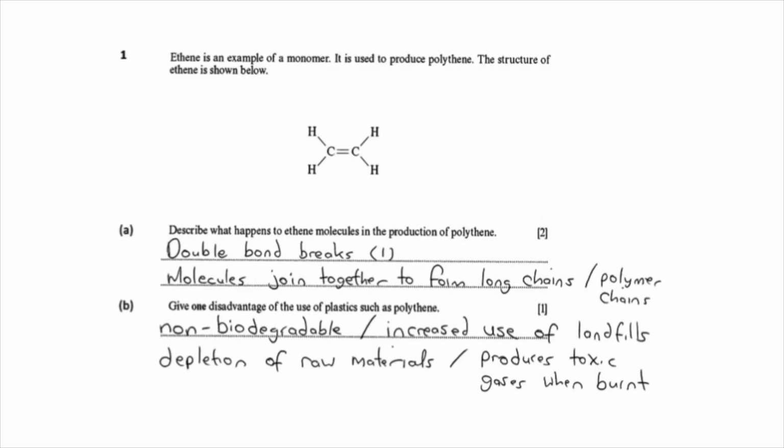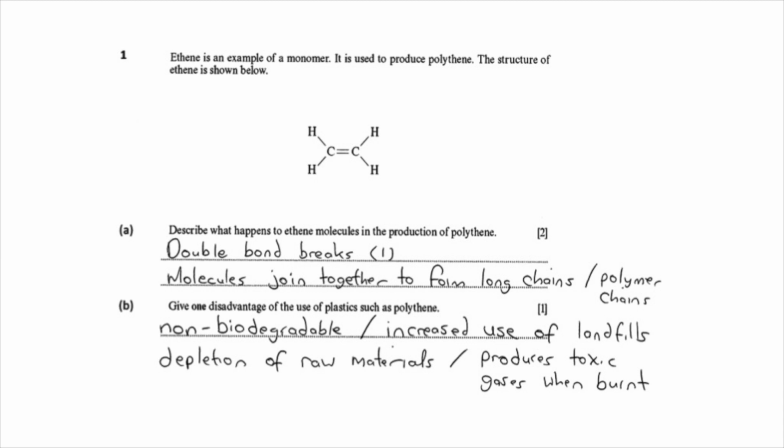So now let's see how you got on with question 1A and 1B. So for part 1A, the question is asking you to describe what happens to ethene molecules in the production of polythene or polyethene. Well, if you said that the double bonds break, you get 1 mark. And if you said that the molecules join together to form long chains or polymer chains, that gets you the 2nd mark.